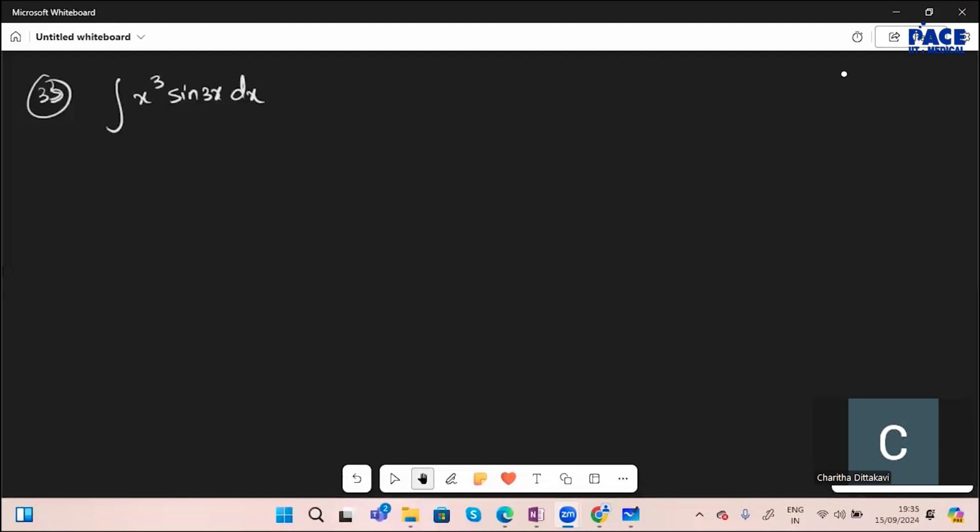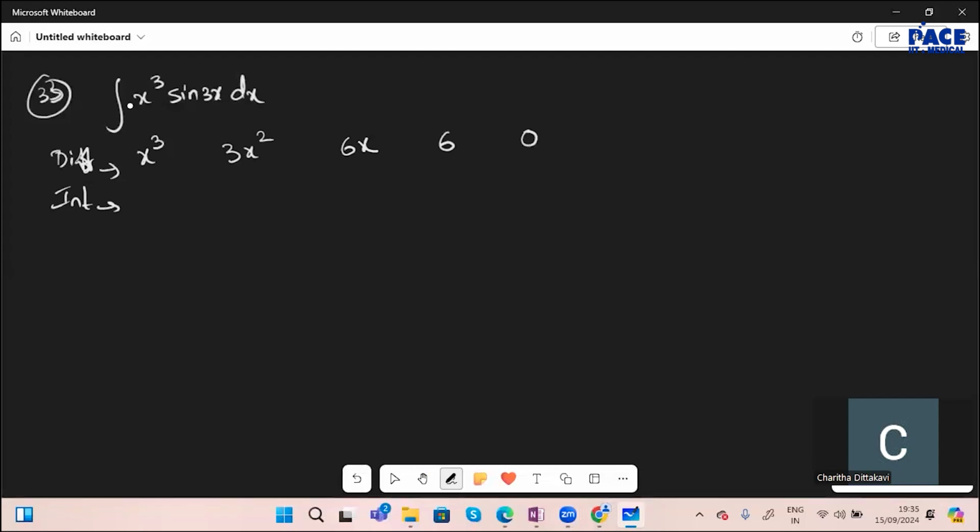So this one also, other than the regular IIT process, what we are going to do is select one of the functions to be a differentiable function. The other, we are going to integrate. So which one am I going to select out of x cube and sine 3x? Obviously, my x cube will be my differentiable function. Next, differentiate that. That is your 3x square. Again, differentiate. That is your 6x. Again, differentiate. That is 6, and then 0. The whole long process is what you continue.